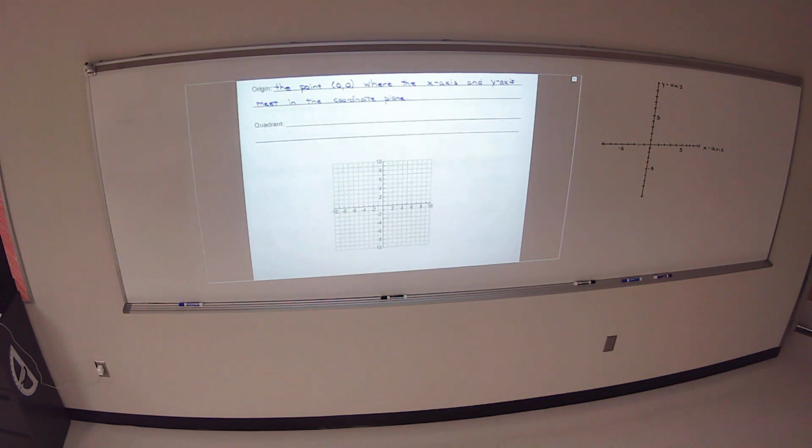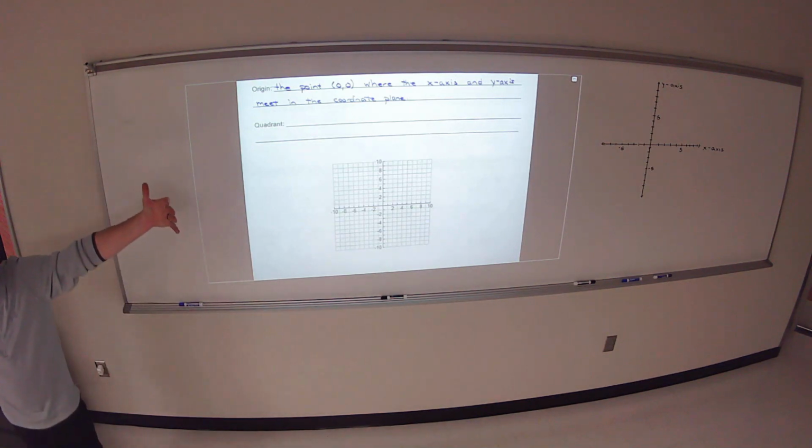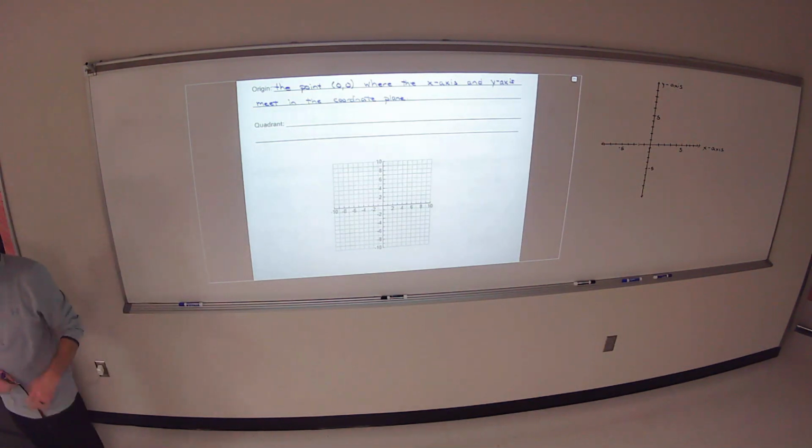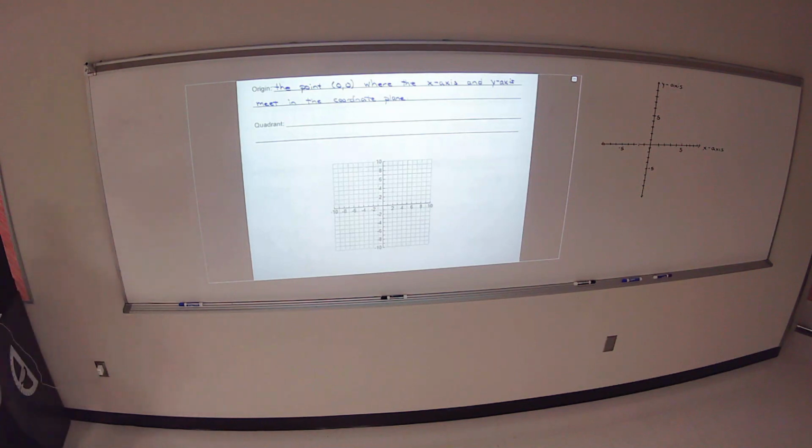Why does everyone think that they call it the origin? Any thoughts? When you think about graphing points, it might help you think about why they call it the origin. Miles? It's the point where both the lines connect. It is the point where both the lines come from, but since they're lines, they actually are going on forever. But any other ideas on why? What's origin mean to you? The place where they started.